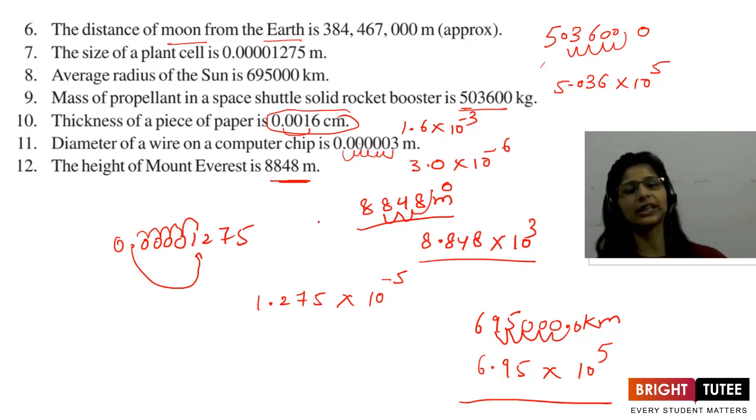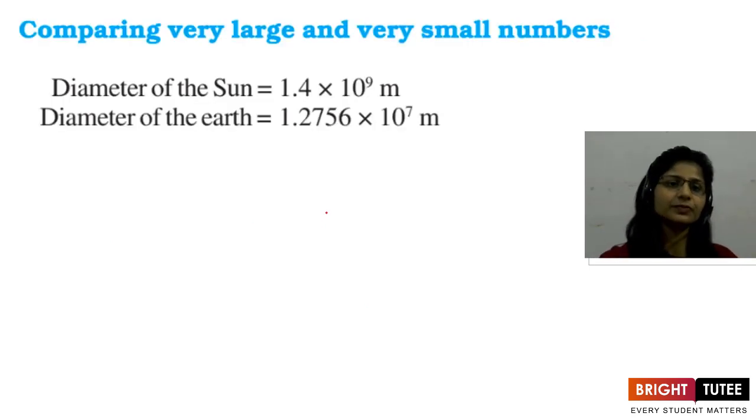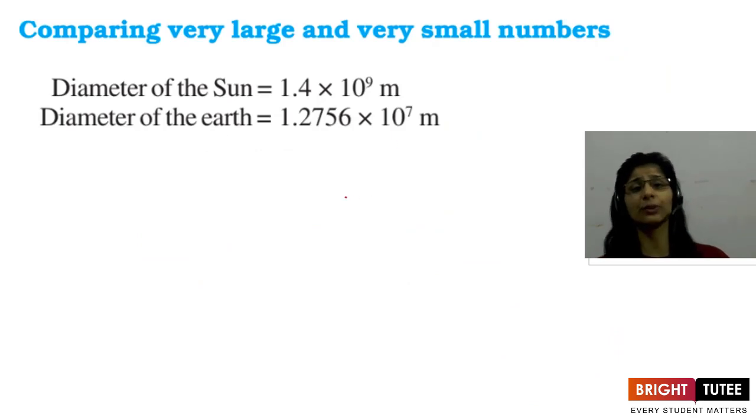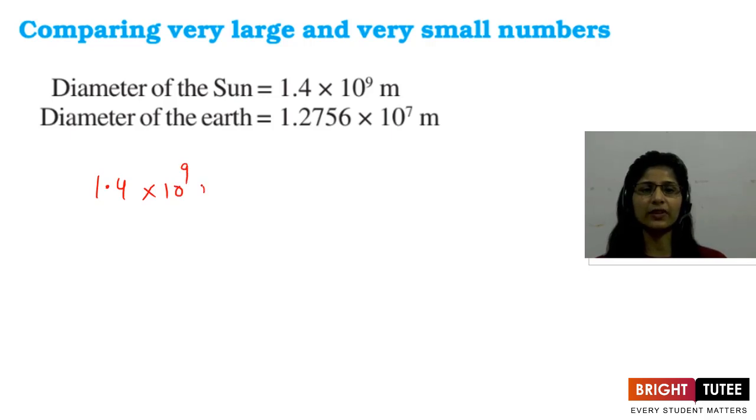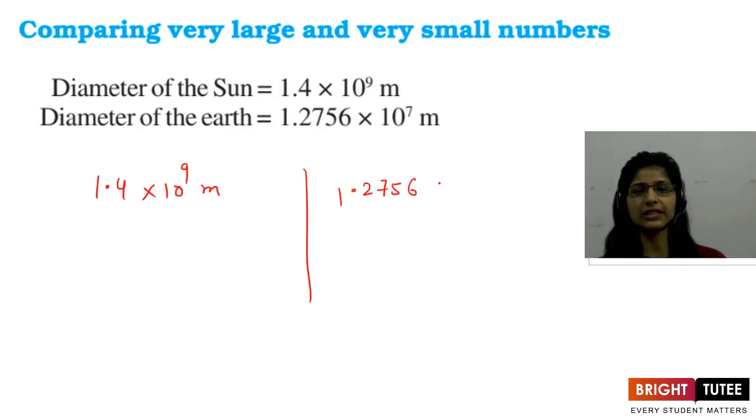It is just told here how you are going to practice with real life examples shown here so that you know the use of it. Now, if you see here how to compare very large and very small numbers. So we have diameter of sun and diameter of earth. Diameter of sun is 1.4 into 10 to the power 9 meter, and here we have 1.2756 into 10 to the power 7, right?